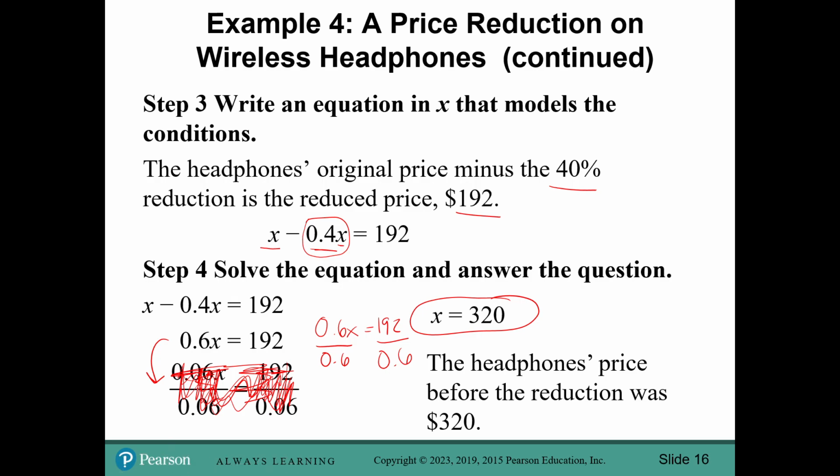Little typo here. No biggie. Scratch it out. Correct it in your notes. It's supposed to be 0.6X. We're going to divide by 0.6. Don't know where that extra 0 came from. We divide 192 by 0.6, and we see that the original price of the headphones, which was surely outlandish, is $320. So the headphones' price before the reduction was $320. But lucky you, you got it after the 40% reduction, so you got it for only $192.